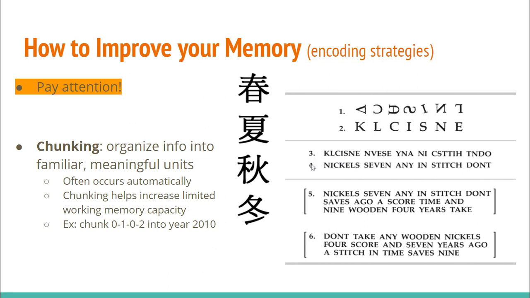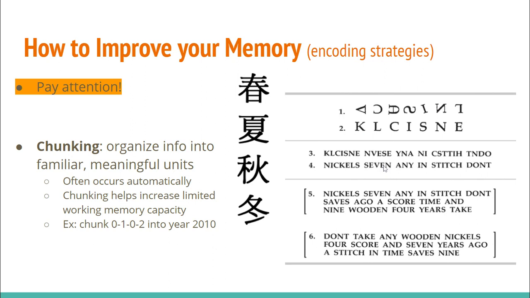Looking at number 3 and number 4 here. These are the exact same, but they're rearranged. Do you think you can memorize this first one or the second one more easily, right? Clearly, you can remember nickel, 7, any, in, stitch, don't, right? Whereas this, you're going to struggle with.